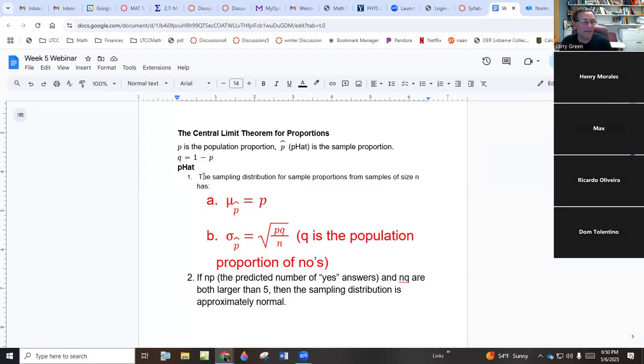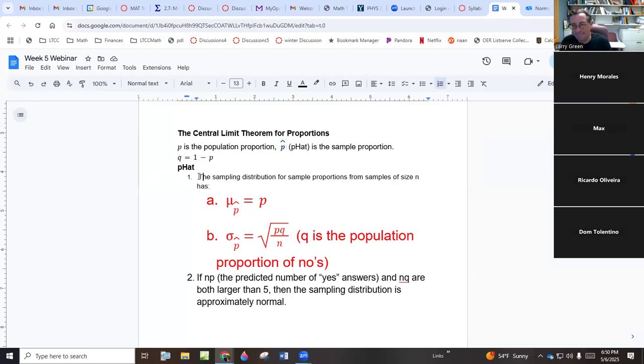Okay. If you need to write p hat, you can write p hat, capital HAT, because p hat is kind of a pain to type. But if you do p hat, it's not so hard.